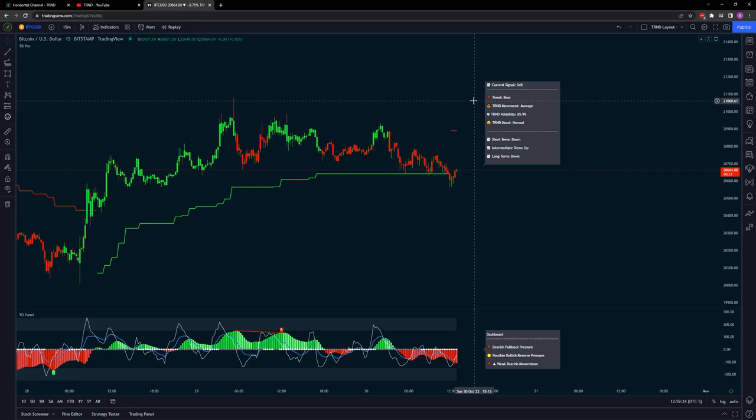Trend mood is normal. We have fearful or optimistic. And then we have short-term trend, which is the 1 minute to the 15-minute time frame. The intermediate trend, which is 30 minutes to an hour. And then the long-term trend, which is 2 hours to a day.